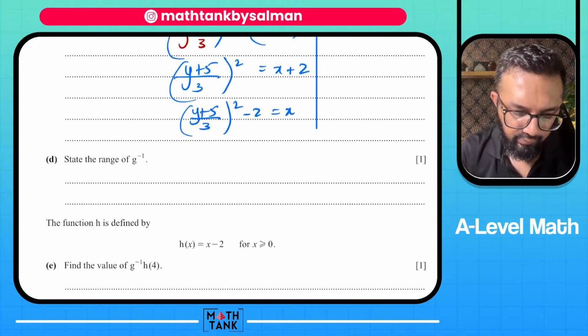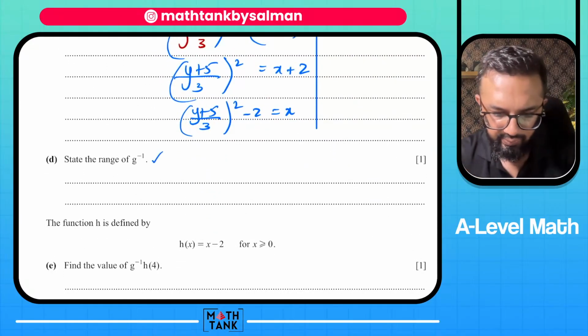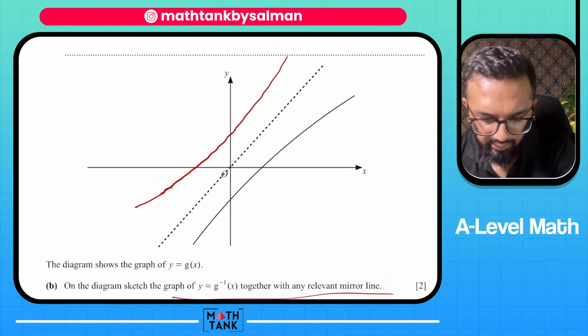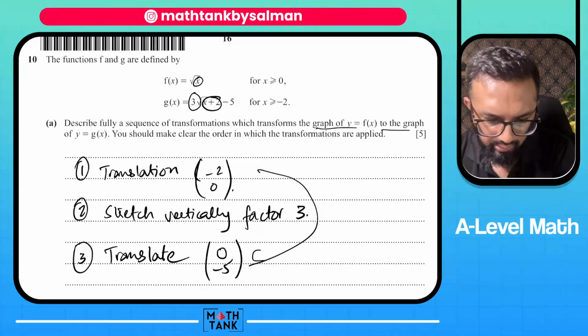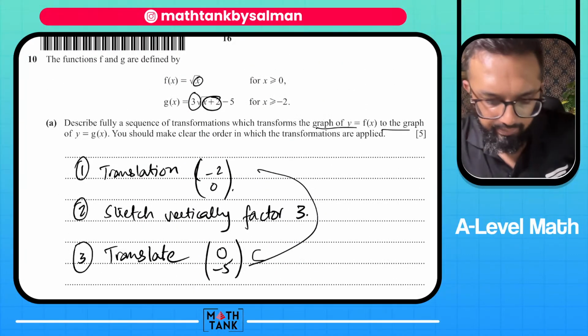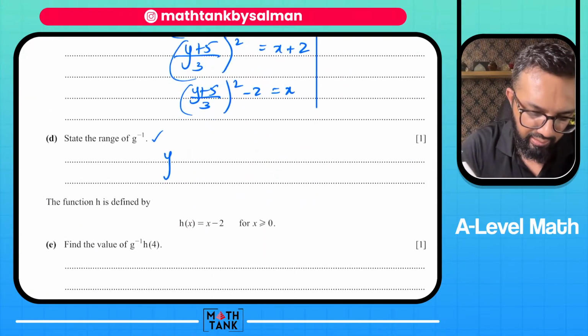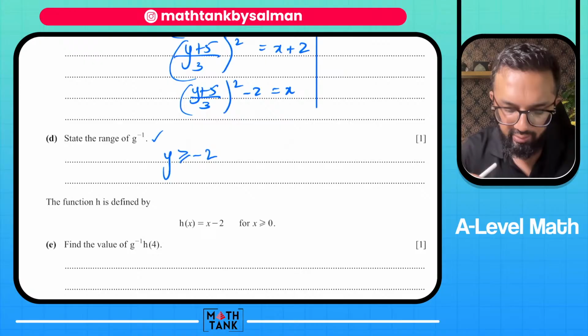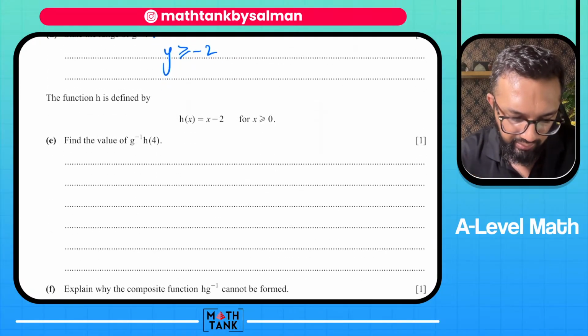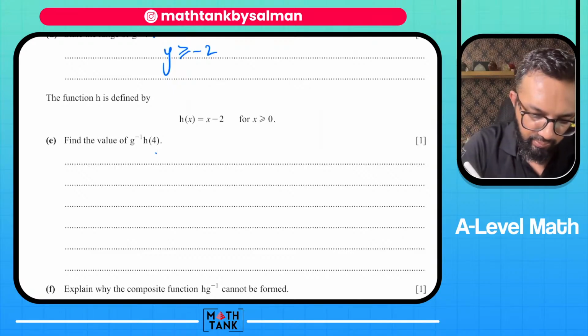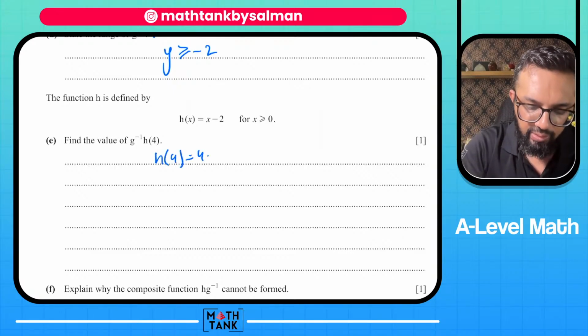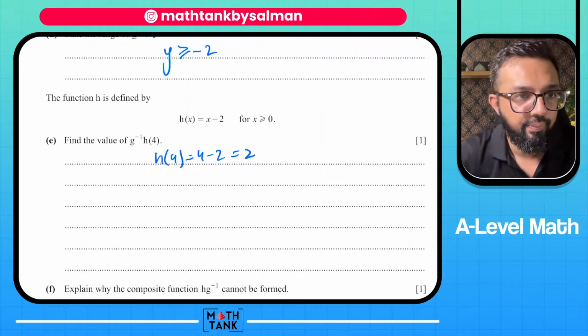Okay. Find the range of g inverse. What is the domain of g? Is there a domain? Yeah, that's x greater than minus 2. So that should be y greater than minus 2. The function h is defined by this. Find the value of g inverse of h of 4. What is h of 4? H of 4 is 4 minus 2. That's 2.